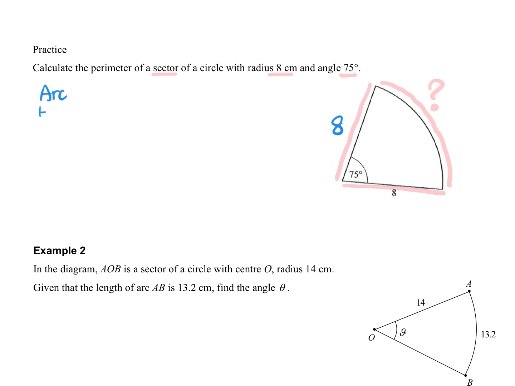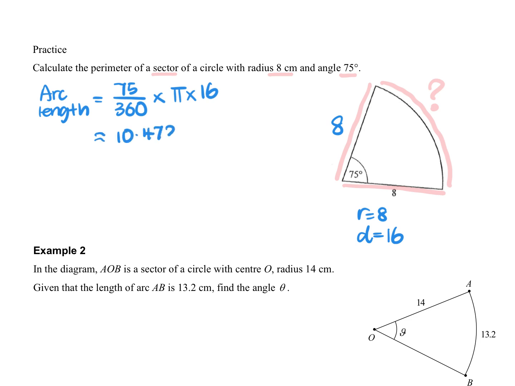So arc length equals, remember, a fraction. What fraction is that? The angle, the small angle in this case, since it is a small sector, so 75 out of the whole full circle, 360, times pi times diameter. The radius is 8, so the diameter will be 8 times 2, 16. Okay, and I've got the answer 10.472.